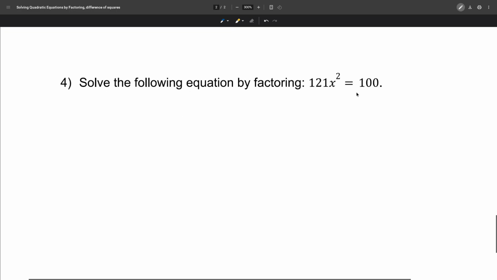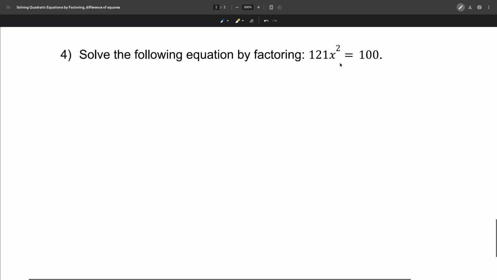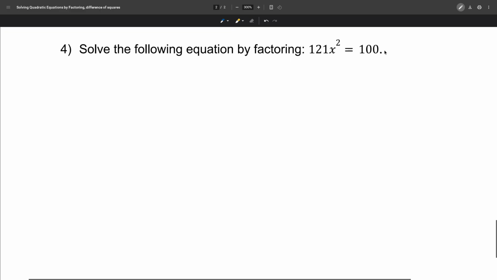All right. So solve the following equation by factoring. 121x squared equals 100. Now we could take square roots of both sides, but we're going to do it by factoring. We're going to get one side equal to 0, so we're going to subtract 100 from both sides. Now these are not like terms, so I can't combine them. 100 minus 100 is 0. Now on this side, we have 121x squared minus 100.